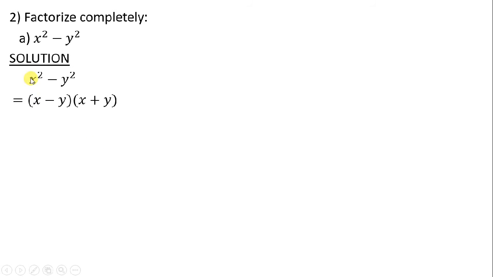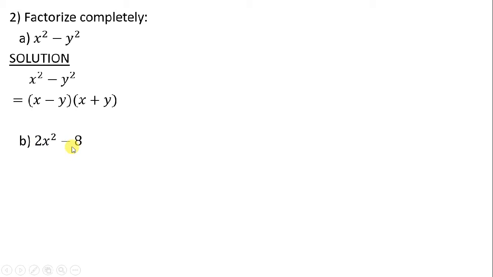So we are saying our base is x, our base is y. We'll say x minus y, the same x plus y. That is the difference of two squares. We continue. 2x squared minus 8. Factorize completely.